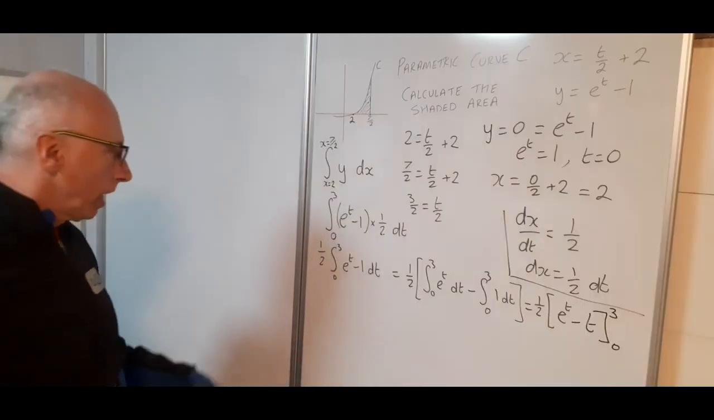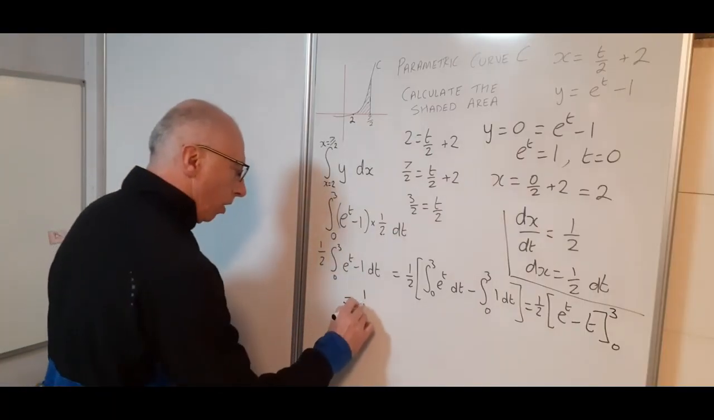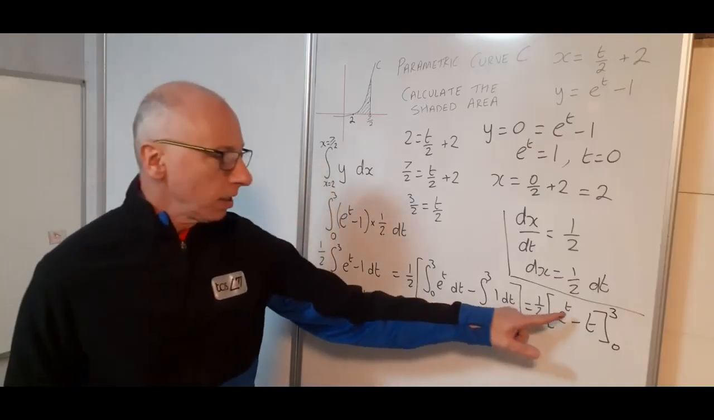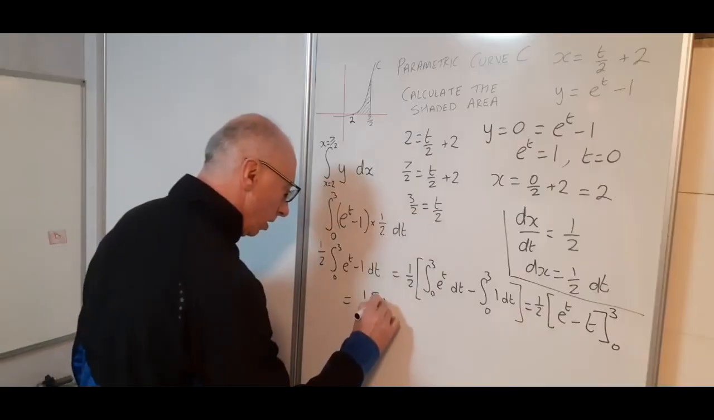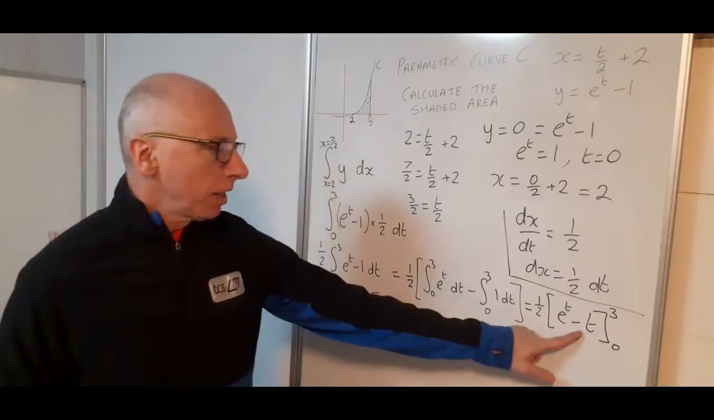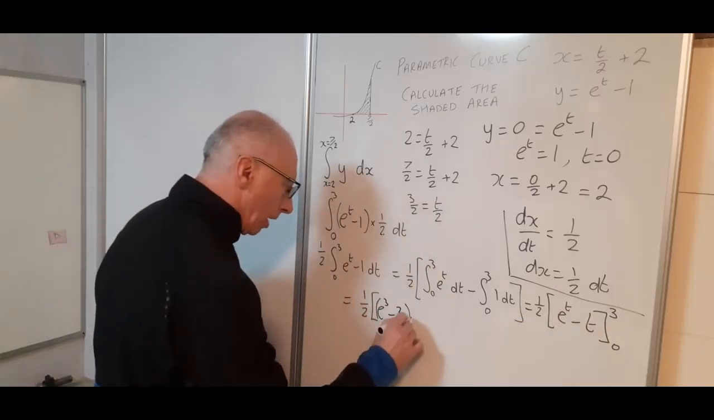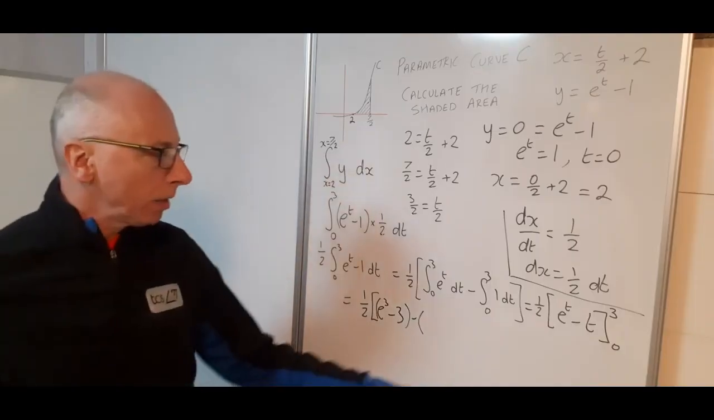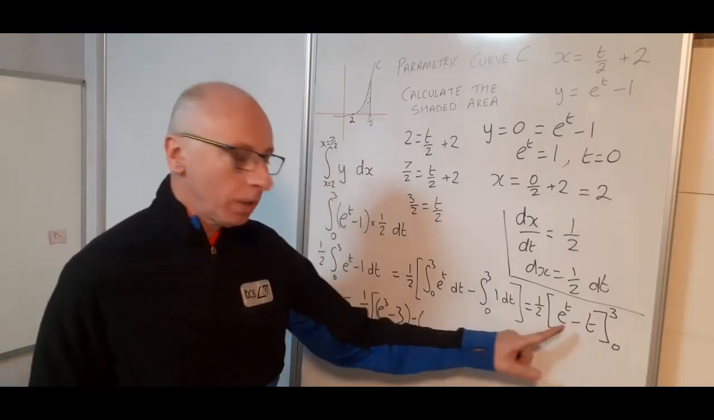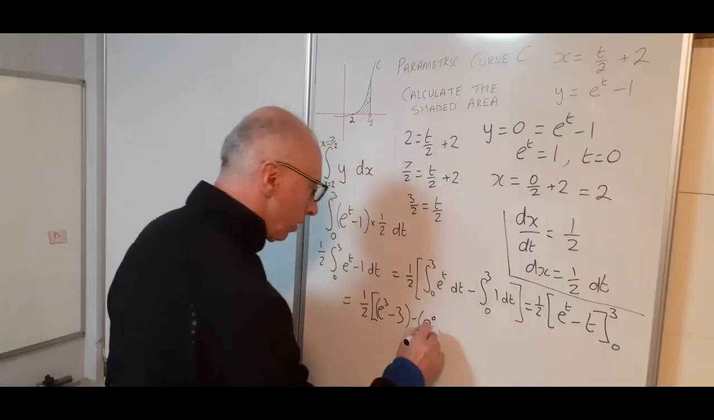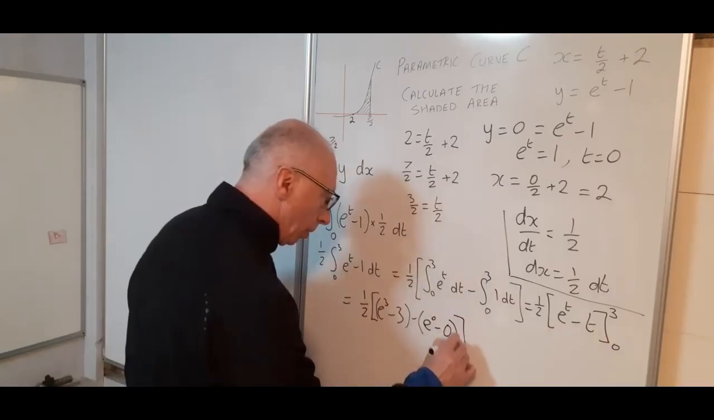Okay, let's do our calculation. So now I've got 1/2. Plug in a 3 where I see t, so that's e cubed and minus t, so that's minus 3. So that's my upper boundary calculated. Subtract my lower boundary, e to the 0, and then t is 0, so subtract 0. Pretty trivial, but I'm going to put it in there.